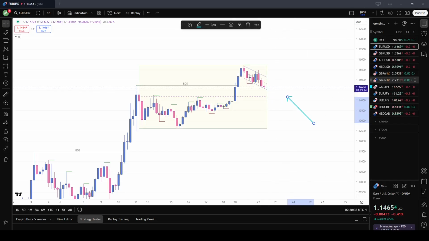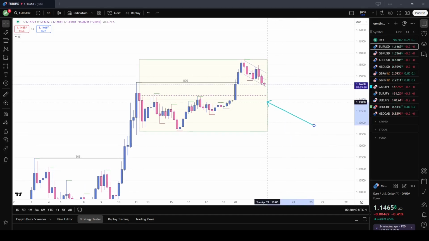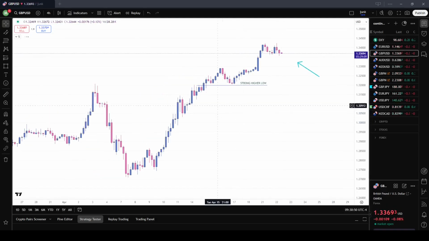But right now, it's too high to buy. If it does retrace back, I'm not looking for longs, but I'm not interested in any sales right now unless it does start to break down past these lows. GBP USD. So let's go ahead and map out the current range.